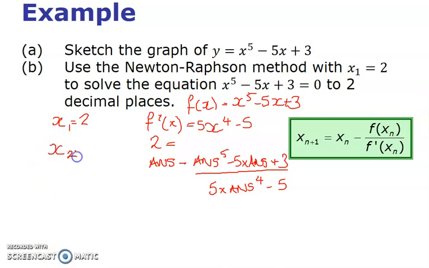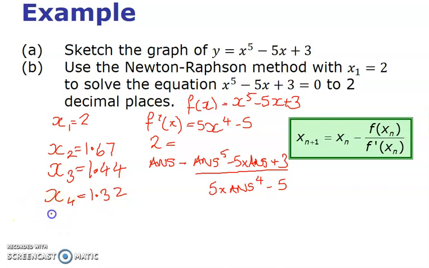So I get x2 equals 5/3, and it says to write it down to 2 dp, so that's 1.67. The next one says 1.44. The great thing about this method is you just press equals again and you just get your next answer, and press it again. I get 1.32. Seems to be getting closer and closer. 1.28.